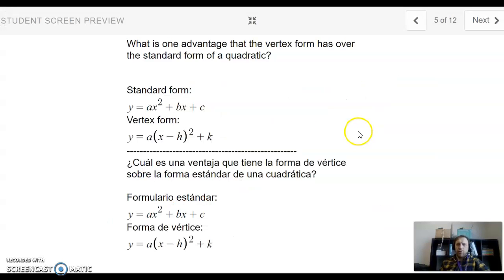All right. Looking at question 5 now. There's two things here. What's one advantage of the vertex form? And then what's one thing that the standard form and the vertex form have in common? So pause, try those two questions out, and then come back for that answer. All right, so you tried it out? Good, then let's look at it.